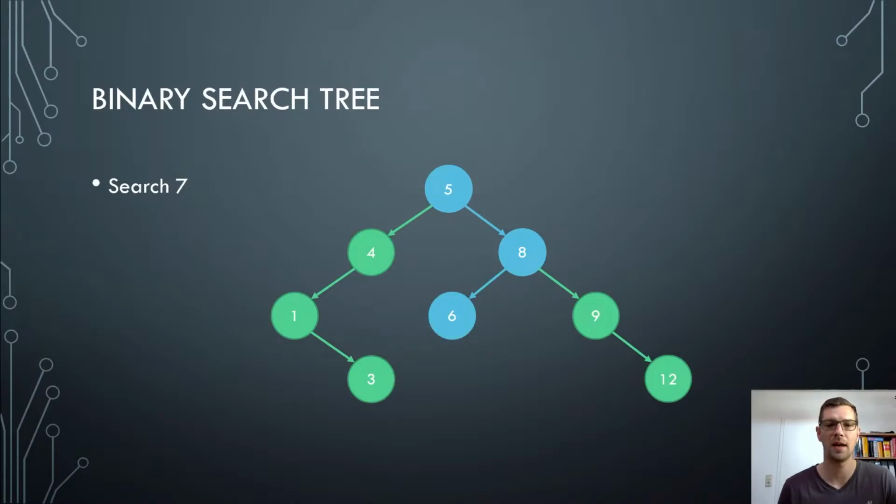Now we have to look for the children of the 6. Is the 7 smaller than the 6? No, it's not, so we have to go to the right side, and there is no actual right side. The 6 is a leaf node, and that means we didn't find the 7. So we are actually done and can say we didn't find the 7. So we had to make 3 comparisons for a tree of the size of 8. And that is a really good runtime.